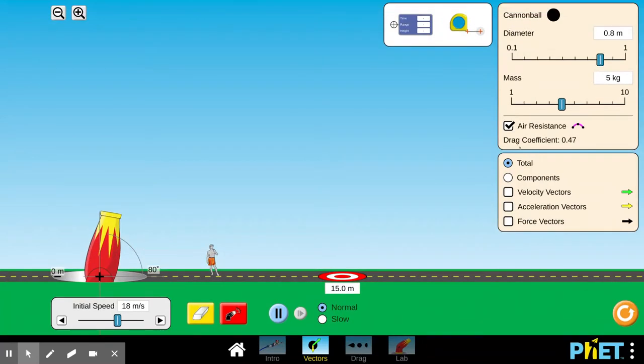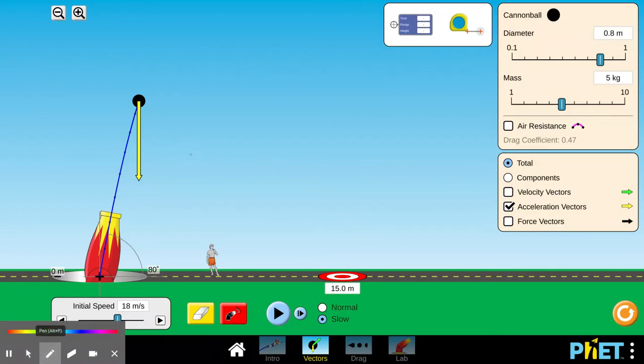I'm going to turn off air resistance, and I'm going to leave the projectile at this angle, but I want you to notice something. The first thing is, if I choose to show the overall, which is the total velocity vector with an initial speed of 18 meters per second, and I choose the acceleration vector, I want you to notice something about the projectile. I'm going to put it in slow motion and fire. Now, you notice how there is an arrow pointing downward.